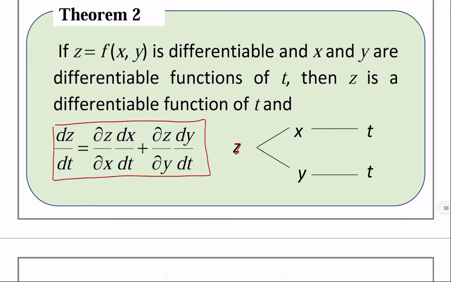Since we have z, and this z is in terms of x and y, and this x is in terms of t, and y also in terms of t, therefore, in order to find dz dt, we need to find del z del x and dx dt, plus del z del y, and dy dt, in order to find the differentiation of z with respect to t.